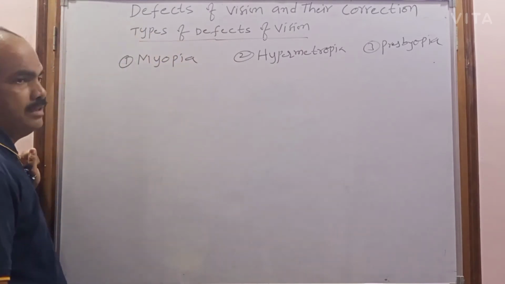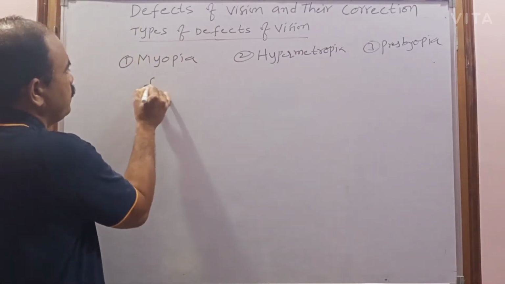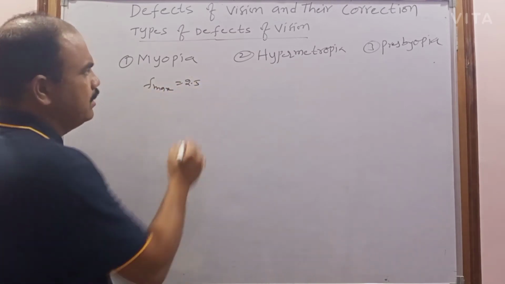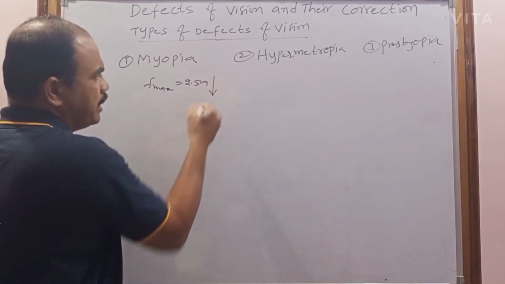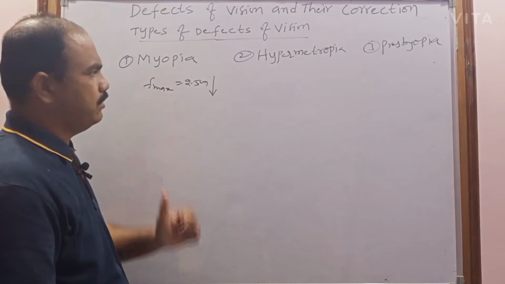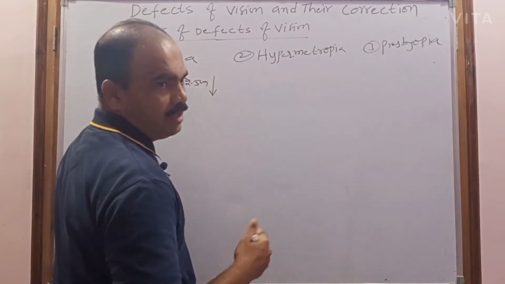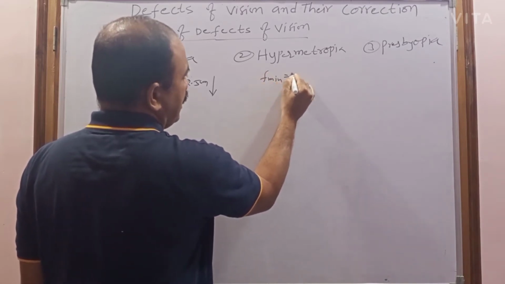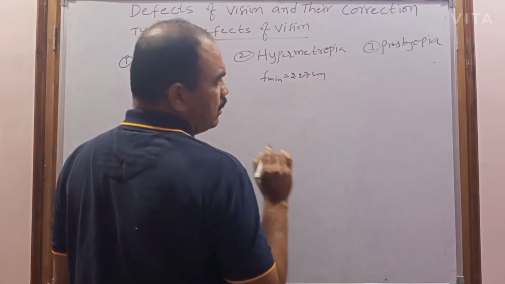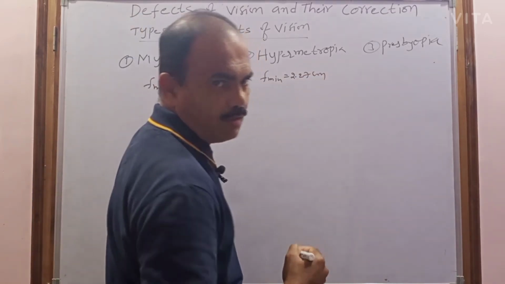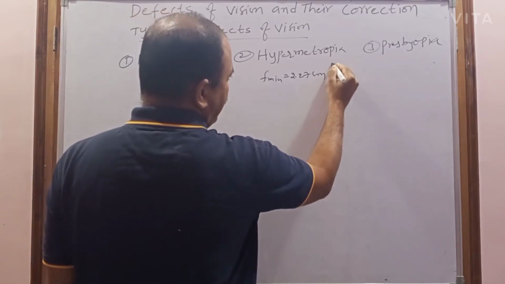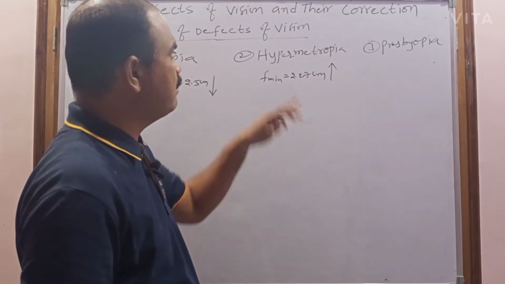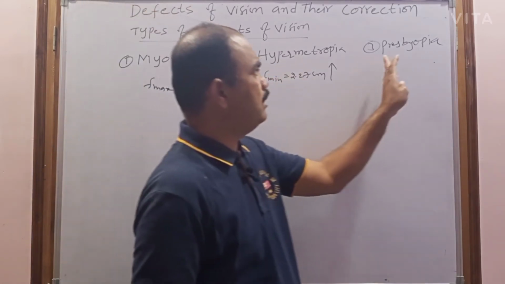When myopia occurs, the maximum focal length of our eye lens decreases, from 2.5 centimeter. If the maximum focal length of our eye lens decreases, that person suffers with myopia. When a person suffers with hypermetropia, the minimum focal length of our eye lens, which is 2.27 centimeter, increases because the ability of accommodation changes. When the minimum focal length of the eye lens increases, that person suffers with hypermetropia.